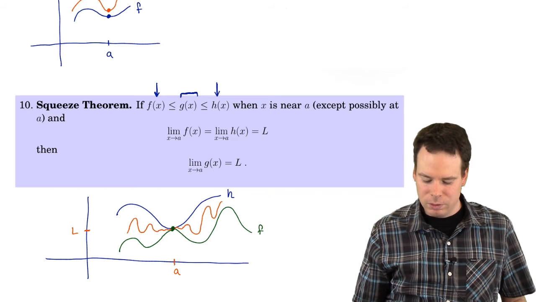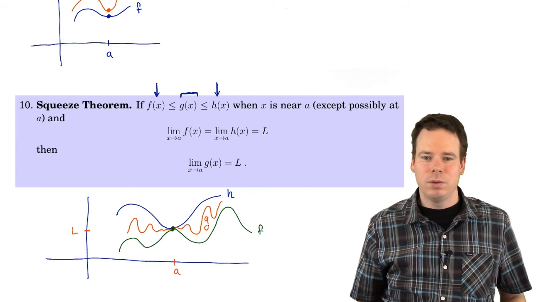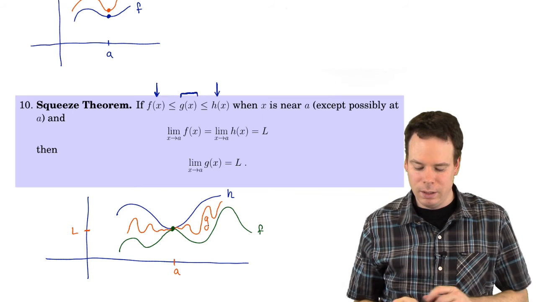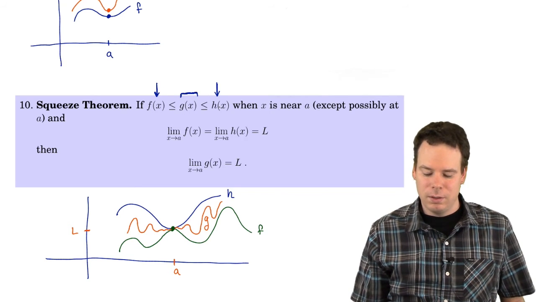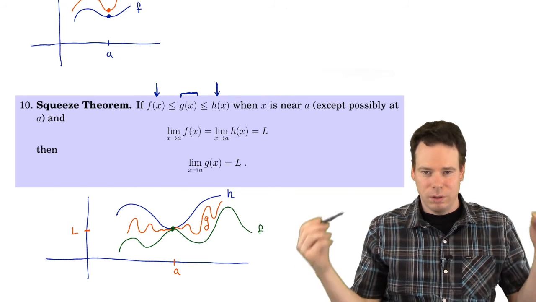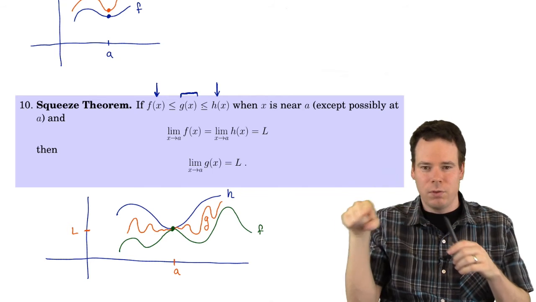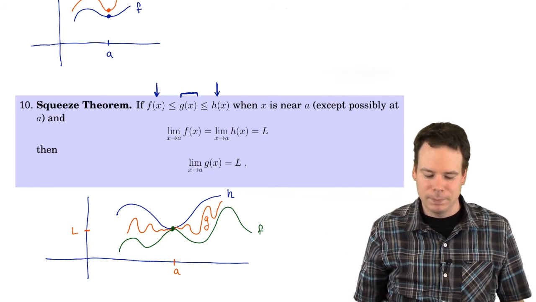So as x gets close to a, g must also get close to L. So there's g. This is how we're going to use this comparative property. We're going to say that I want to know the value of the limit of g, try to find functions above and below g that you can work with, find their limits, show their limits are the same, and therefore g is trapped between them. It must also pass through that same point, have that same limit.